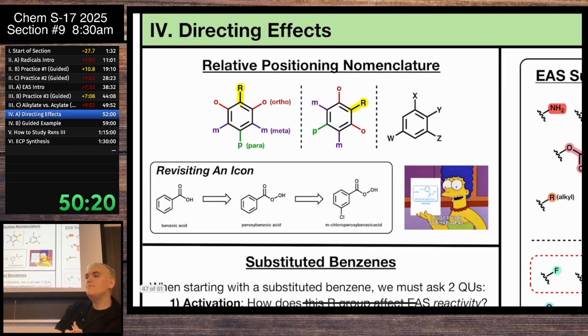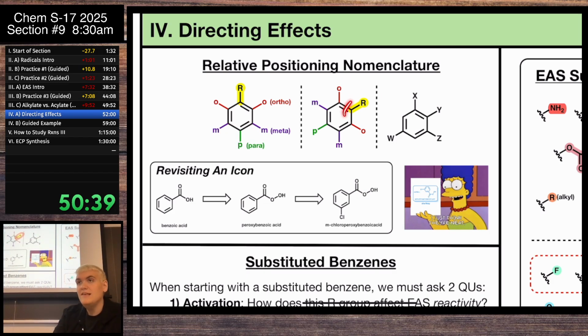So relative position nomenclature on benzene rings. So if we have some sort of R group on a benzene, then we call the positions next to it ortho, then we call the position opposite of it para, and we call the positions in the middle of those two meta. This changes based on where our R group is.